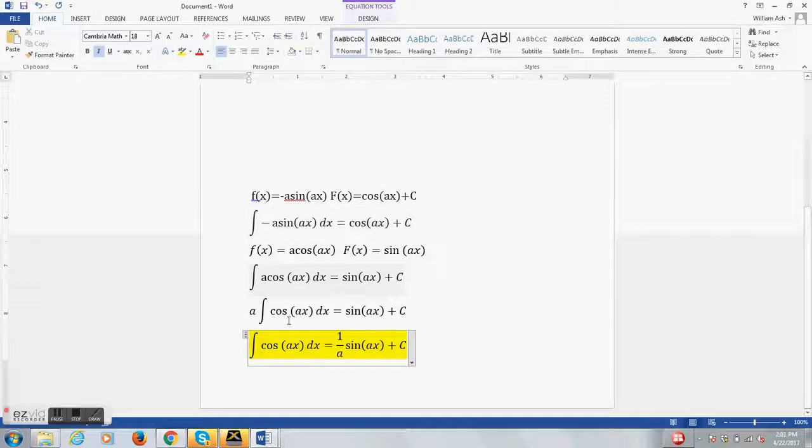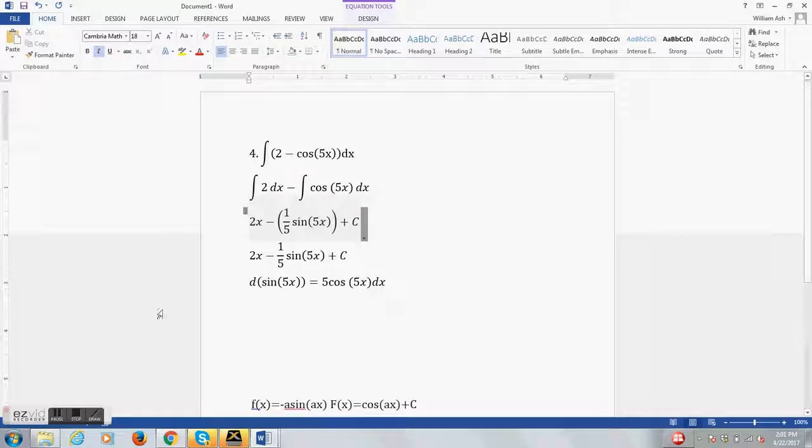You see, because if the derivative would give you sine ax times a, the antiderivative is going to be sine ax times 1 over a to cancel it out. That's really the best way to think about it. But you can see I skipped the steps because there really wasn't a lot to do from here to here. The integral of 2 is 2x. I saw cosine 5x, I thought sine 5x, toss a 1/5 out front.